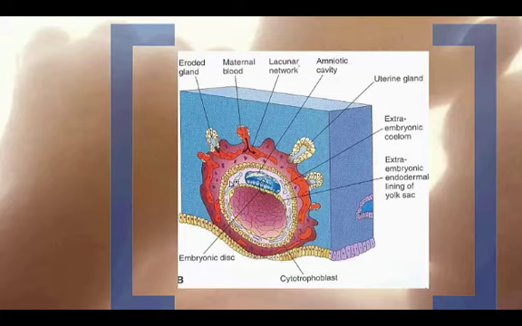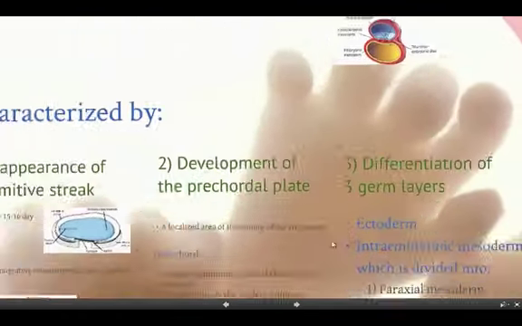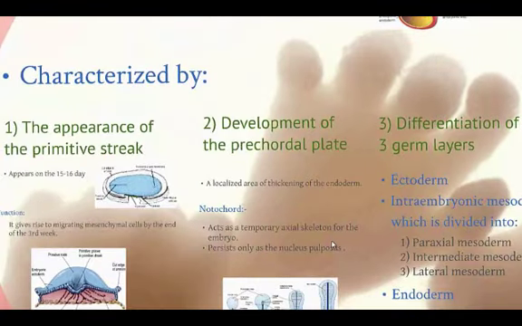Now we go on to the gastrulation. What is the gastrulation? Gastrulation is the process through which the bilaminar embryonic disc is changed into a trilaminar disc. Here we can see the intraembryonic mesoderm, or the secondary mesoderm, has formed between the ectoderm and the endoderm to form a trilaminar embryonic disc. The gastrulation is characterized by three things. 1. The appearance of the primitive streak. 2. The development of the precordial plate. And 3. The differentiation of 3 germ layers.